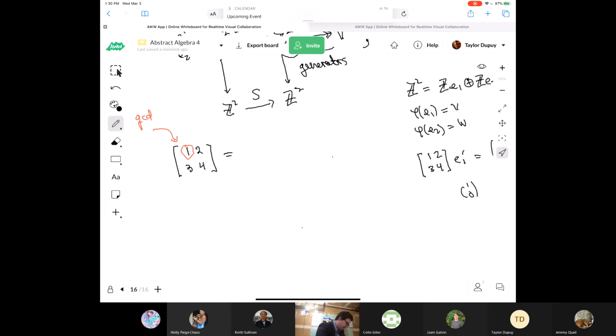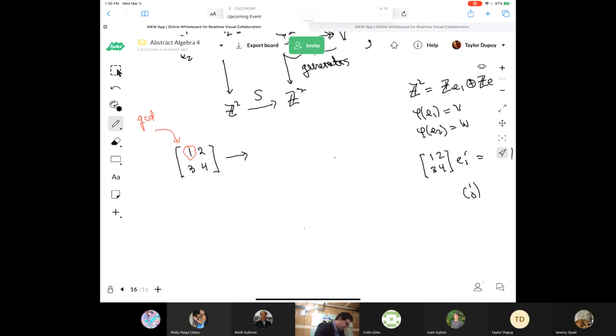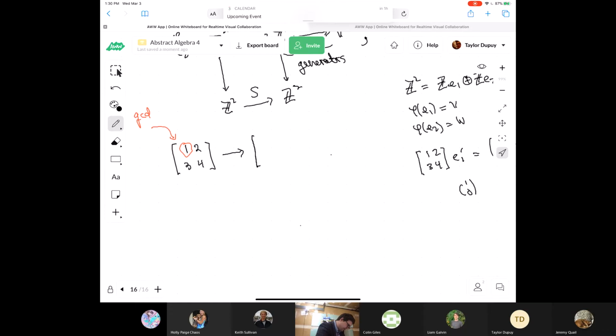Okay, and now I'm going to use a row operation, and I'm going to kill this piece here. To kill that piece, I need to subtract 3 times the first row from the second row. So this stays the same, 2, and then I do 4 minus 3 times 2.